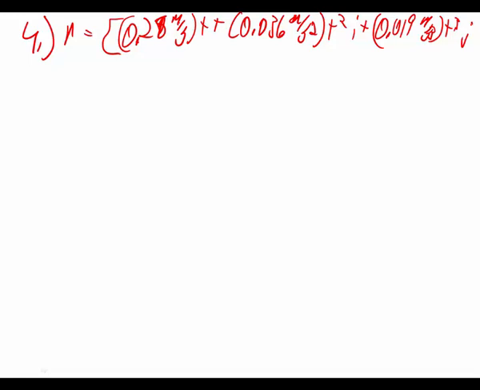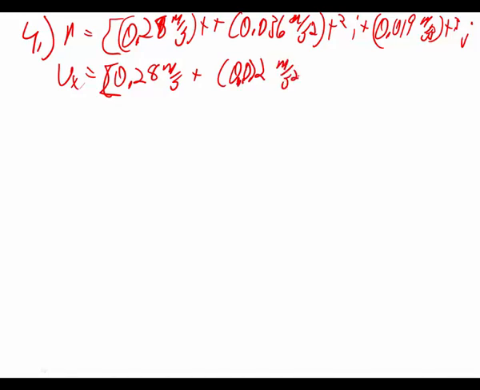It should come out something like what? For the x component, let's do the x first. That becomes 0.28 meters per second, plus, what is 2 times 0.036? 0.072? Yeah. So let's multiply it through. It becomes 0.072 meters per second squared, t, I.